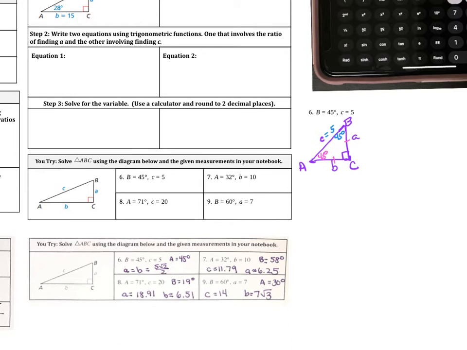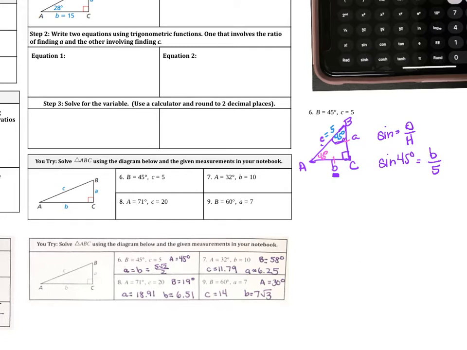Given 45 degrees, let's go with opposite over hypotenuse. And what is opposite over hypotenuse? Well, that is sine. So we have sine of 45 degrees equals our opposite, which is B, over the hypotenuse of 5. Now, because this is a special right triangle, I could use our trig ratios instead to solve this triangle, and that's what I'm going to do.